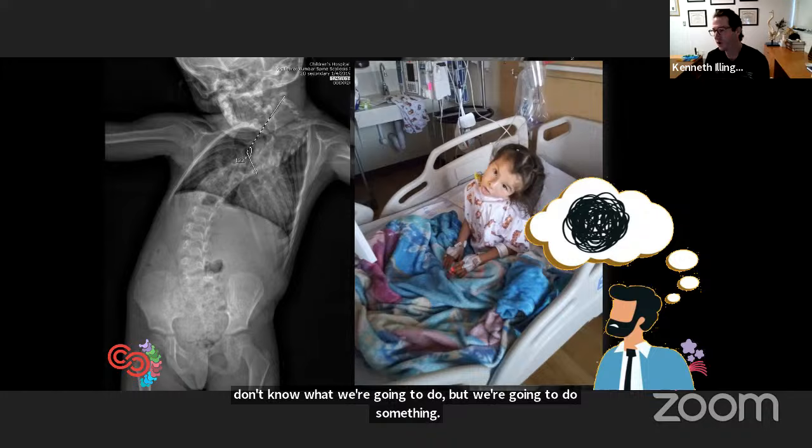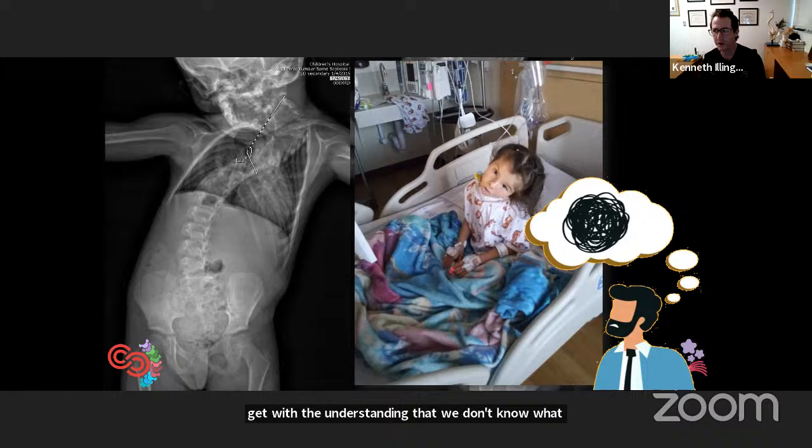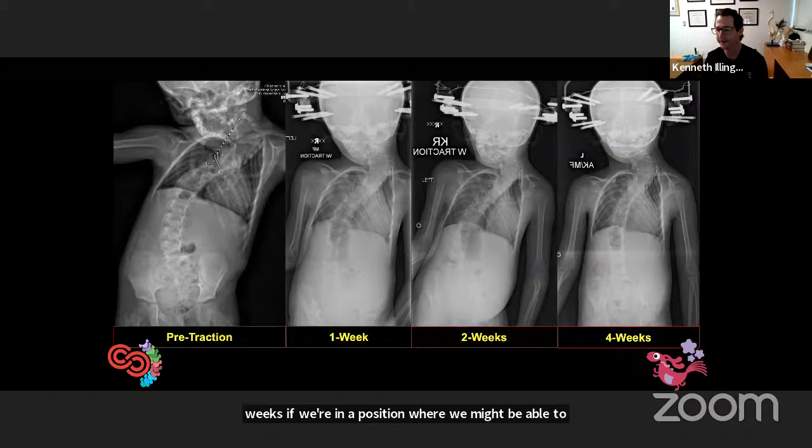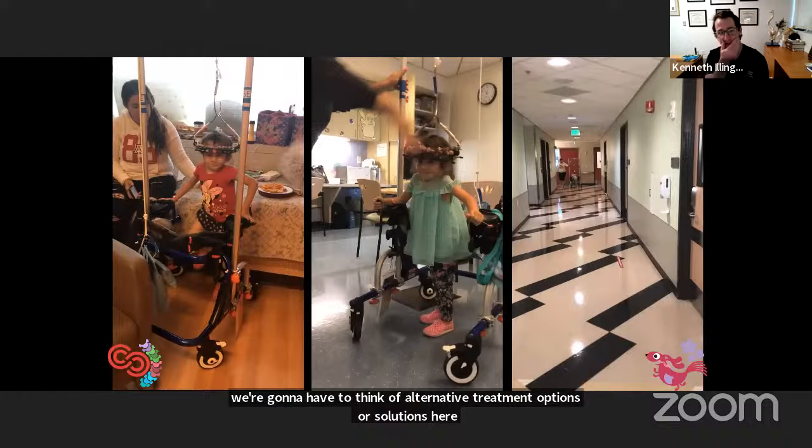If we're in a position where we might be able to do something surgically, we will. But if we're not, then we're going to have to think of alternative treatment options or solutions here. So she underwent 4 weeks of traction. Again, here's just some videos of her in the traction. The kids do just amazingly well with this.